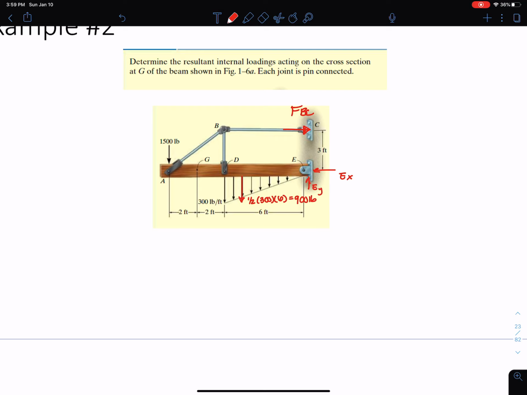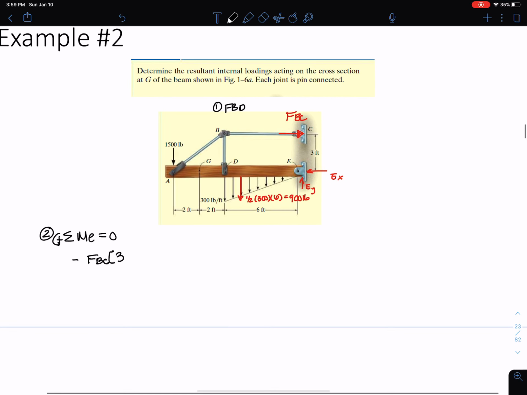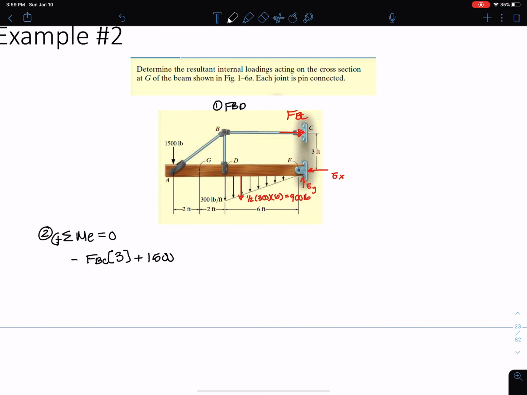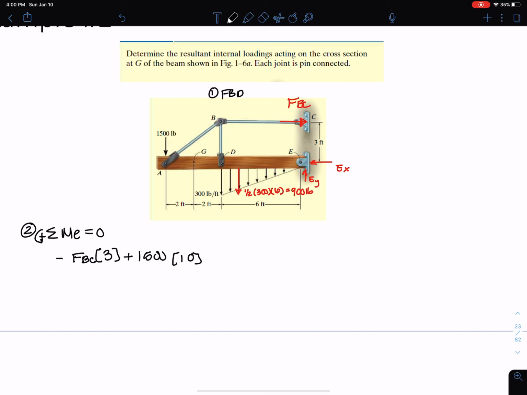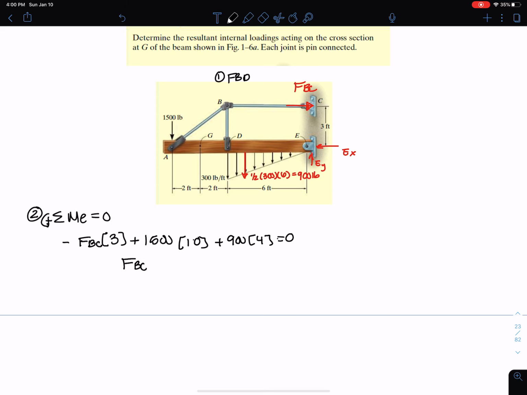Okay. So my FBD is step 1. Next, I can sum moments about point E. I can say counterclockwise is positive. I get negative FBC times 3 plus 1,500 times 10 plus 900, the resultant of the triangular distributed load, times 4. Set that equal to 0. My only unknown here is FBC, which equals 6,200.